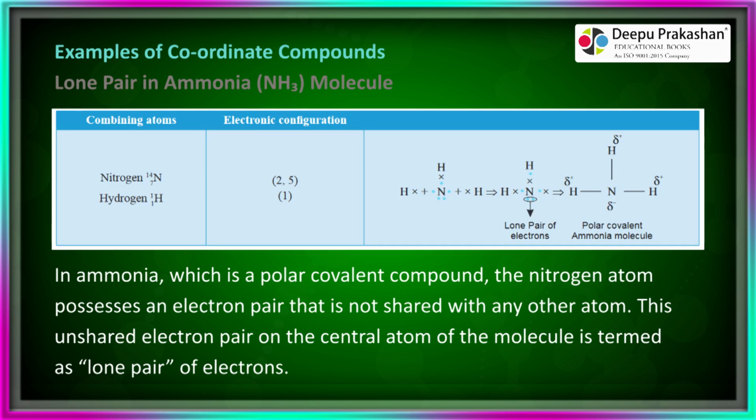Examples of coordinate compounds. Lone pair in an ammonia, NH3, molecule. In ammonia, which is a polar covalent compound, the nitrogen atom possesses an electron pair that is not shared with any other atom. This unshared electron pair on the central atom of the molecule is termed a lone pair of electrons.